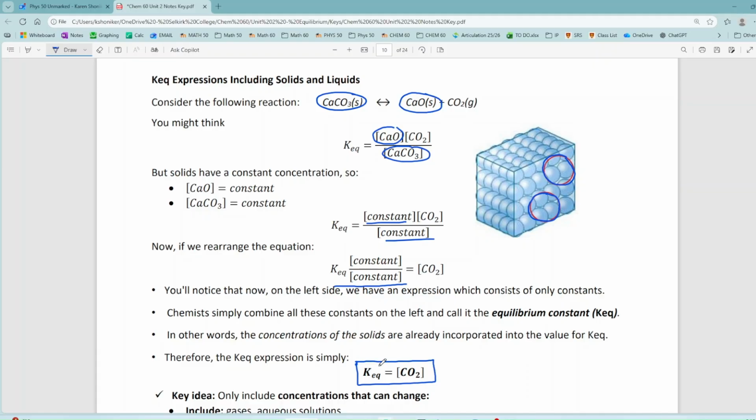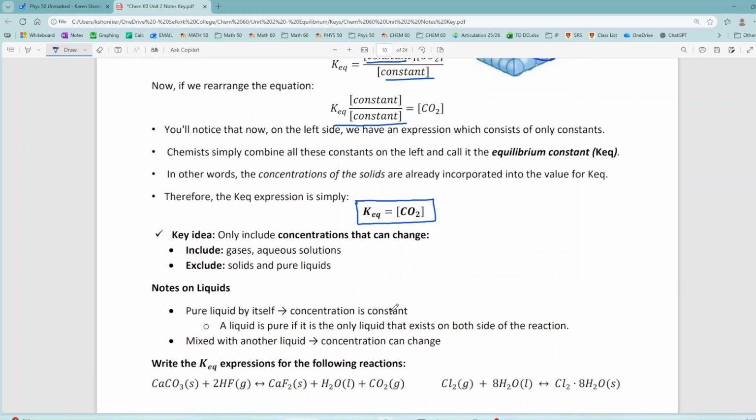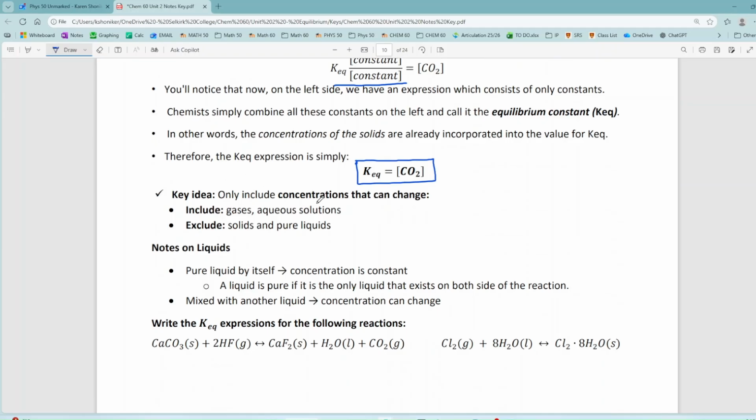So when you think about things that could change, you only want those things left because everything else remains part of your constant. The key idea here is that you're only going to include concentrations that can change. This includes things like gases and aqueous solutions, right? Because ions can precipitate out or be bubbled out as gases or whatever. But the key thing is that you have to exclude things like solids and pure liquids because their concentrations don't change. Now, just a little note on liquids.